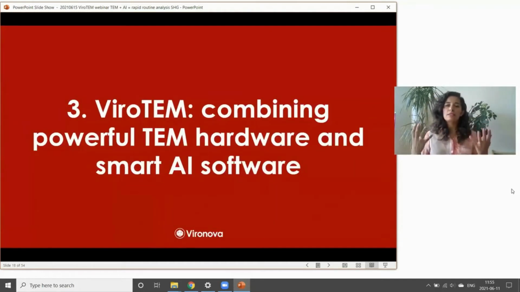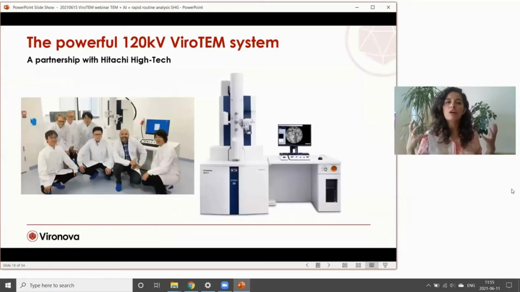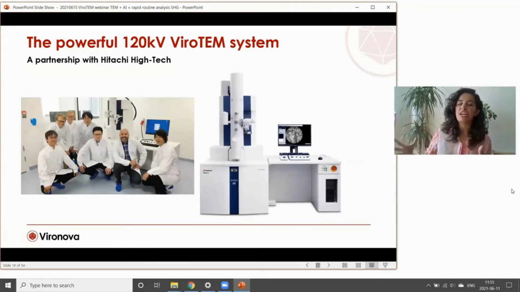But moving on, you can see that there's a lot to gain from TEM images and analysis on viral vectors. And this is where the ViroTEM came about. The ViroTEM system is a combination of really powerful hardware and great, versatile intelligence software. The hardware came from Hitachi High-Tech. This is a partnership with Hitachi High-Tech, and the software from Vironova. And combining them together, we get ViroTEM.